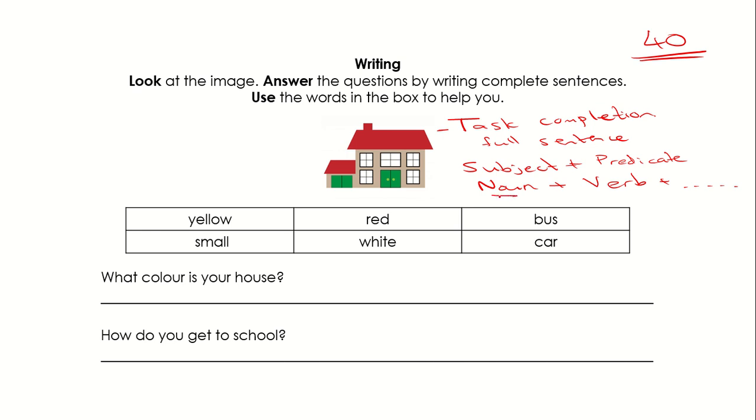If you do not have a noun and a verb, your sentence is not complete, and you will not get a mark for this section, task completion. Even if you write a word that is correct, that belongs in the answer, but it is not a full sentence, you will not get a score for task completion. It is out of 8 marks. So please make sure your sentence is a full sentence with a noun and a verb.